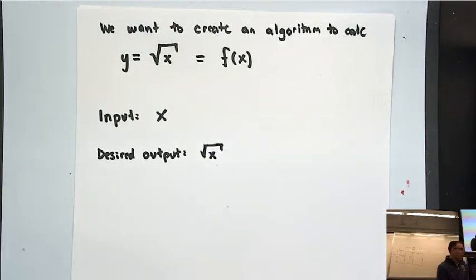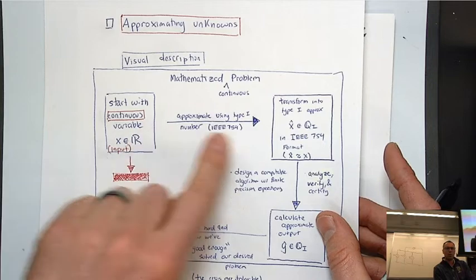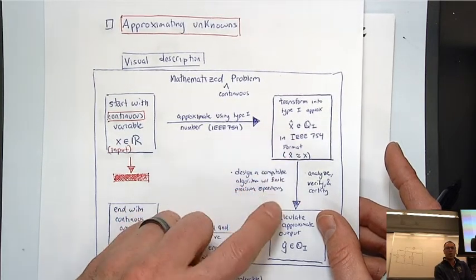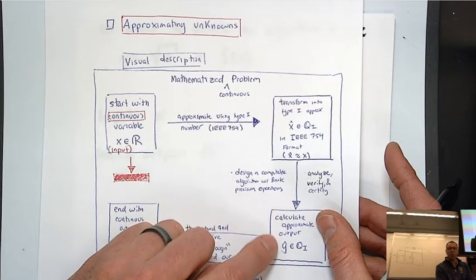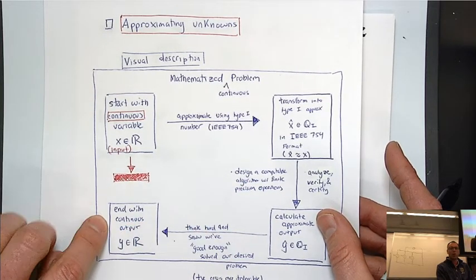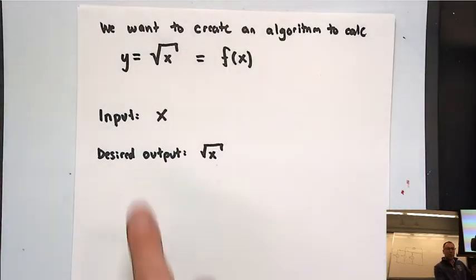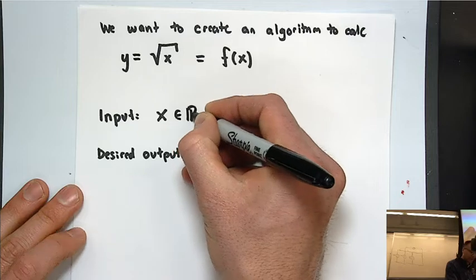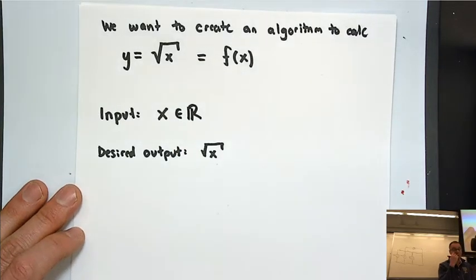Okay, so we had this concept of doing this, right? We start with our continuous variable, we approximate that with a numerical input that's stored on a computer, we create an algorithm to solve the problem, we approximate the output, and then we pray that the output that we have is what we were hoping for. So our desired input is going to be a math variable, and our desired output is going to be also a math variable.